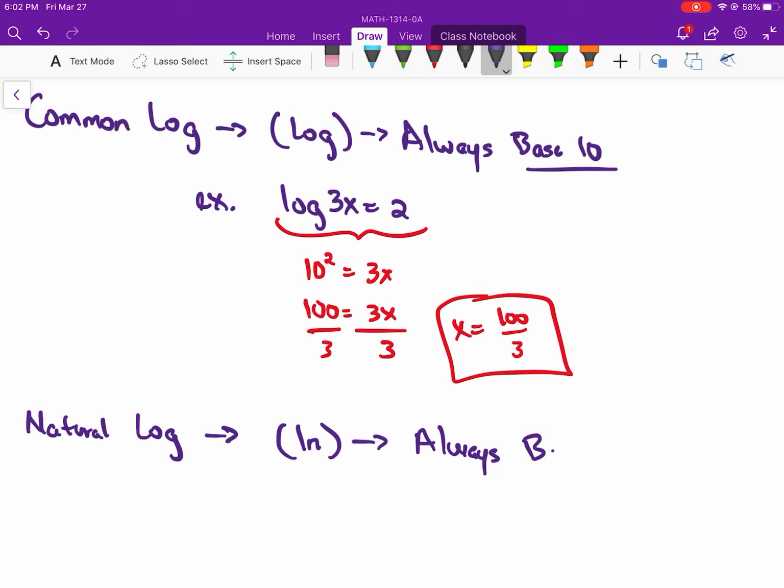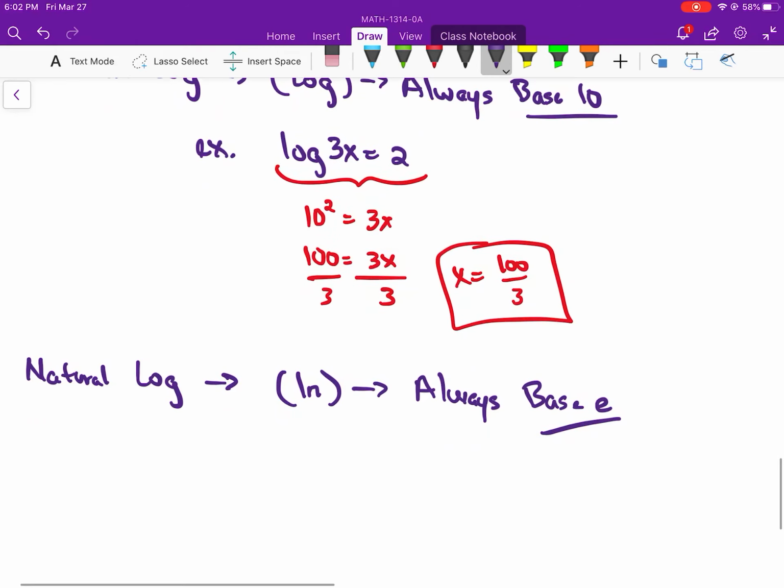So ln is always base e, okay? Now there's that e again. We covered this back in 7.2, okay, when we had continuously compounding interest. So this is going to keep coming back. This is going to be a reoccurring thing, okay? So don't forget that ln is always base e. So let me give you an example here.